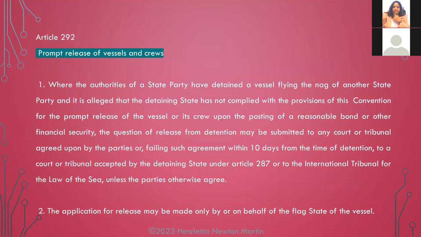Article 292 talks about prompt release of vessels and crews. That is what happens if any vessel or a ship is detained, and probably the detention is unjustified. Where the authorities of a state party have detained a vessel flying the flag of another state, and it is alleged that the detaining state has not complied with the provisions of this convention, then it may ask for a prompt release of its vessel and its crew upon the posting of a reasonable bond, a security bond, or other financial security.